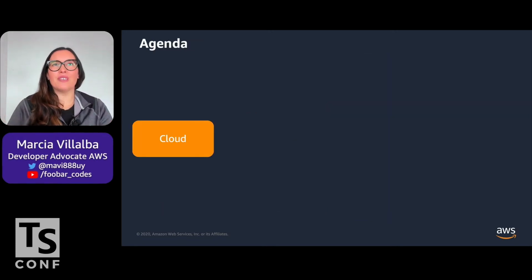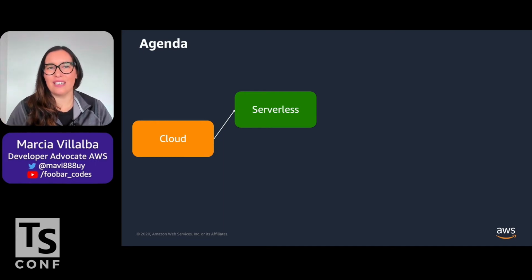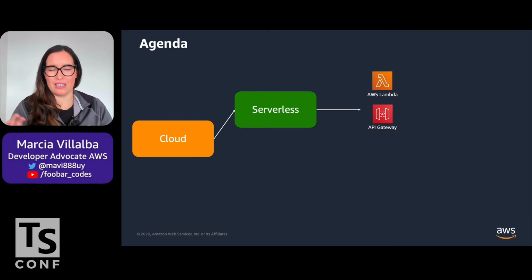So the agenda for today is a little tricky. I only have 30 minutes and I want to walk you through a lot of things that will teach you a little bit of everything so you can get inspired. So we are going to talk first about the cloud. Then we are going to talk about serverless. That is like the easiest way to get into the cloud. And I will be going into AWS Lambda and API Gateway. You will know what they are in a second.